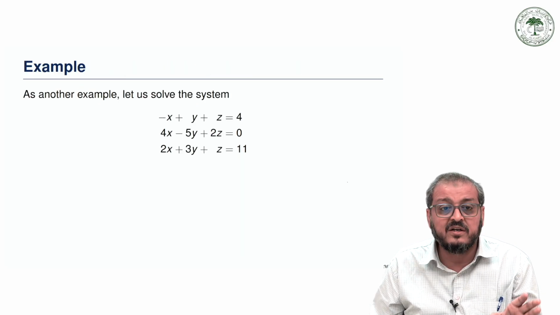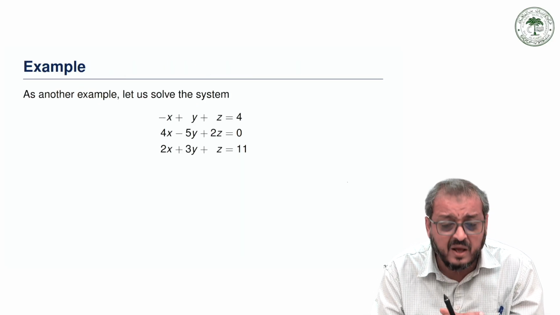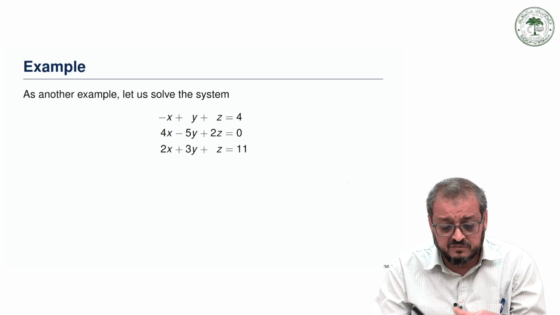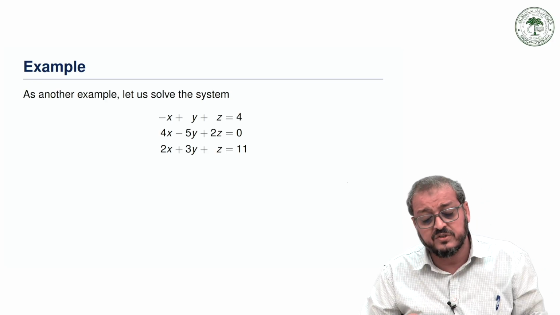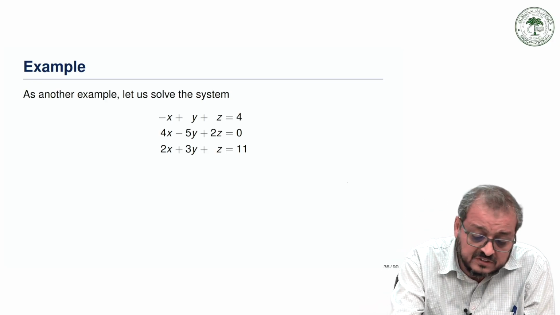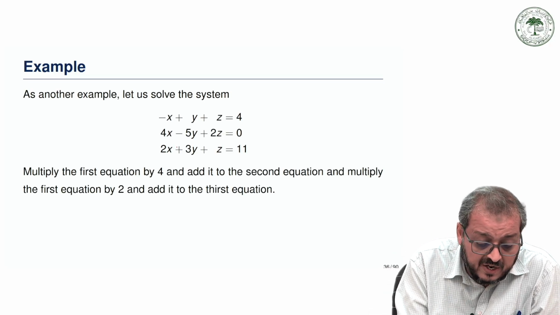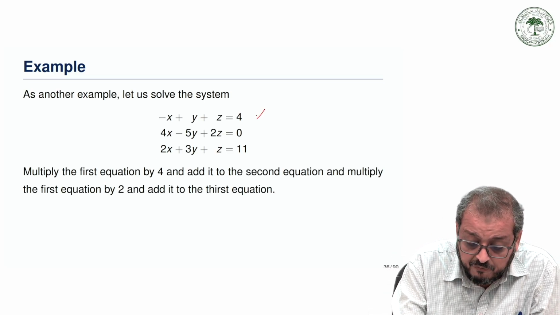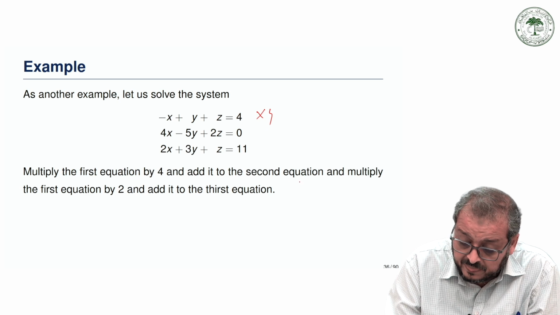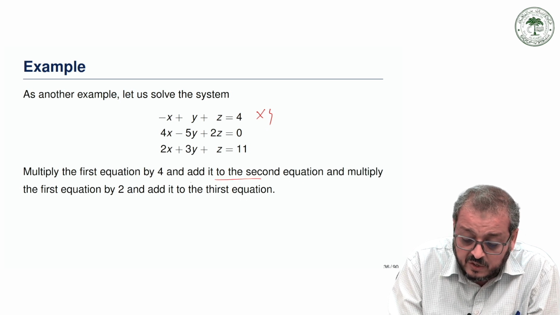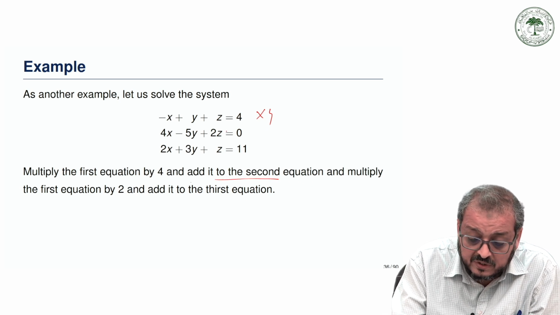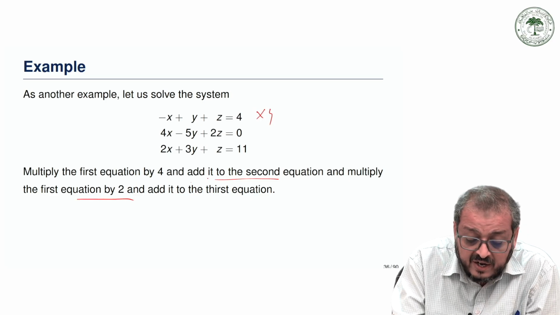Now let's define this example, and first we try to solve it. This is not a 2-variable system; we have 3 equations. So first we try to eliminate one by one. We have to multiply the first equation by 4, and then add it to the second equation.